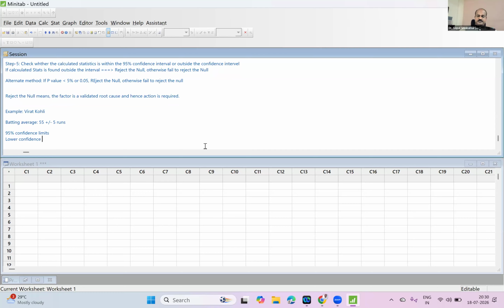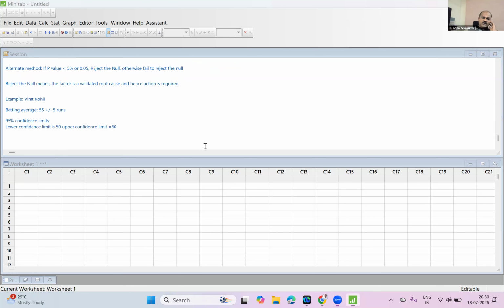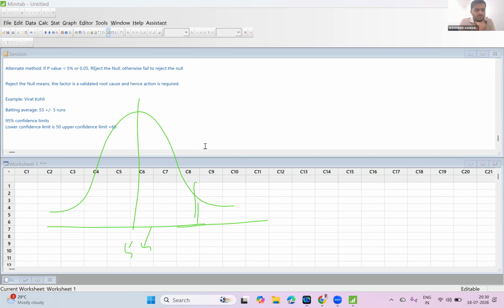The lower confidence limit is 50. The upper confidence limit is 60. So now, if you look at Kohli's performance, it will be like a bell curve. What is the average? 55. And the upper confidence limit is 60, somewhere here. Maybe the lower confidence limit is here. So this is 50, this is 55, and this is 60. Hope you all understand. This is how Kohli's batting performance is distributed.